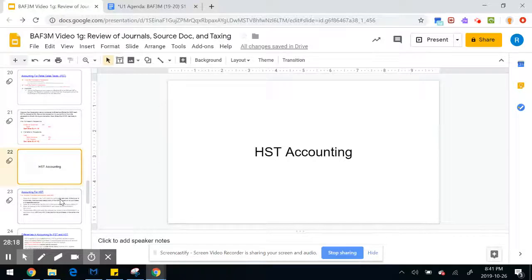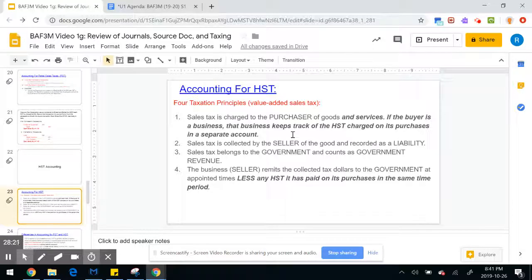With a sale, it still works the same way, but if we make a purchase, it changes a little bit. So here are the 4 rules again. The bolded parts are new.